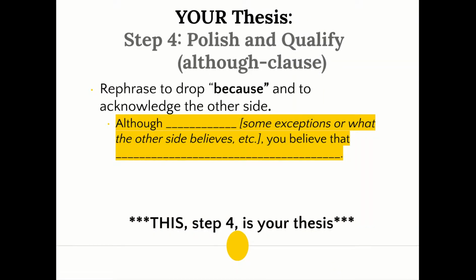So take some time to do this. Try to rephrase it to drop the word because and to add acknowledgement of the other side. So although, and then you write something about like an exception or what the other side believes, comma, and then you believe your side. Do your best with this. If you want to wait and write step 4 and 5 after you finish the whole video, there's a couple other samples that might help you.